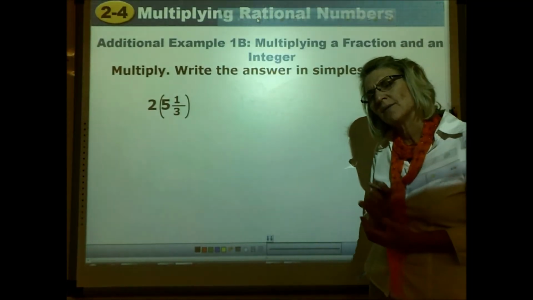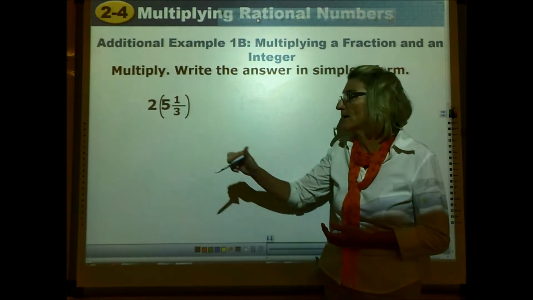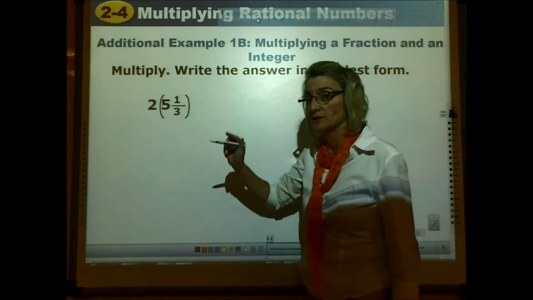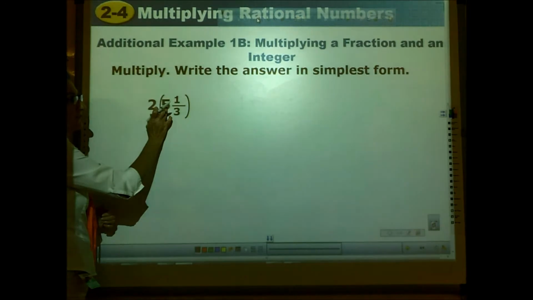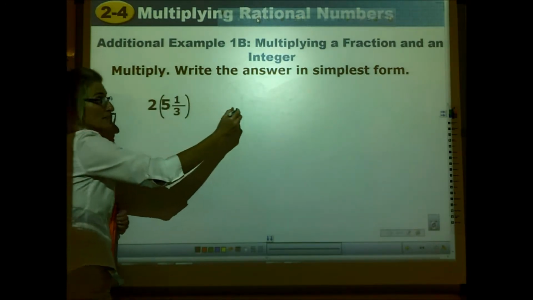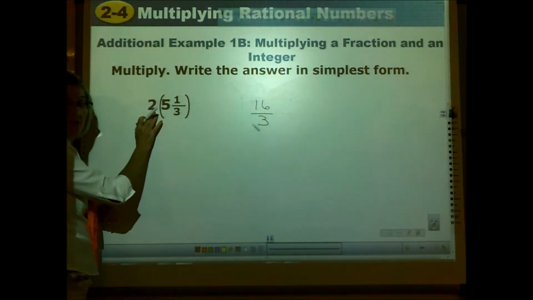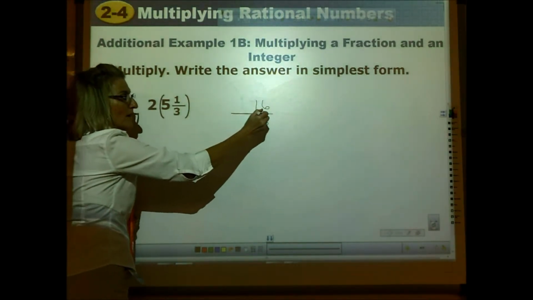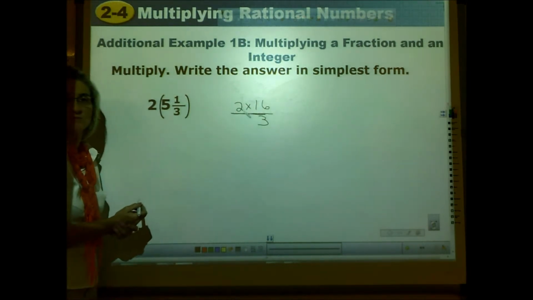Our next problem, and this time I want you to stop your video for a moment and really look at this at the end, how I work it. We've got a couple steps. The first step is we have to convert 5 1/3 to an improper fraction. So to do that, 3 times 5 is 15, plus 1 is 16. So now I have 16/3. We're going to multiply that by 2. So instead of just putting 2 over 1, I'm just going to make my fraction bar a little longer, times 2.